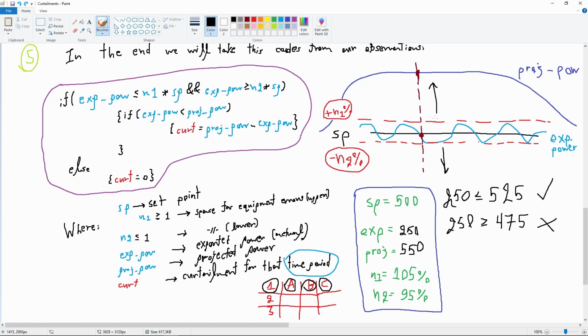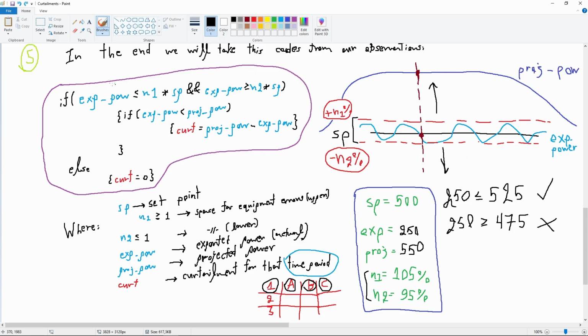And let's say that the set point is 500, exported power was 250, projected power was 550, N1 was 105%, so we are 5% above the set point, and N2 was the lower space for equipment error, which would be minus 5%, 95% of the set point. This is the bracketing, and we would begin to check if these things are true.